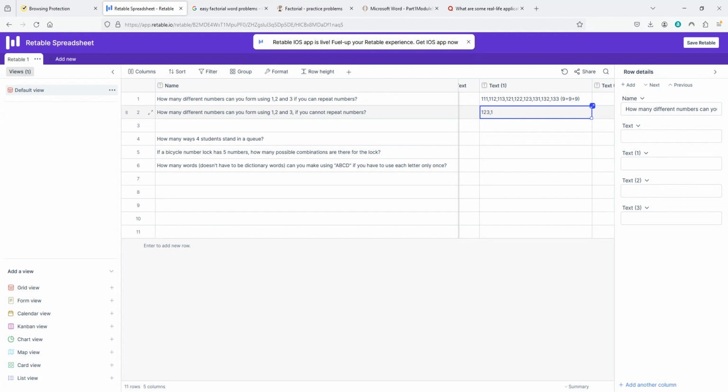If we start with 1, there are only two possible numbers. What about starting with 2? Same thing: 213, 231. And again, starting with 3, there are only 2. So there are only 6 possible numbers. Because the number was small, we were able to do this by hand easily.